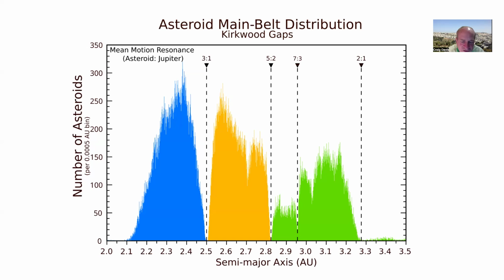Also at the 5-to-2 resonance and the 7-to-3 resonance, those are a little bit weaker, but they tend to get ejected from those locations too. So this is a case where I wouldn't say that the asteroid belt was created in exactly that form, but the resonance has caused it to be shaped into the current form that it is.